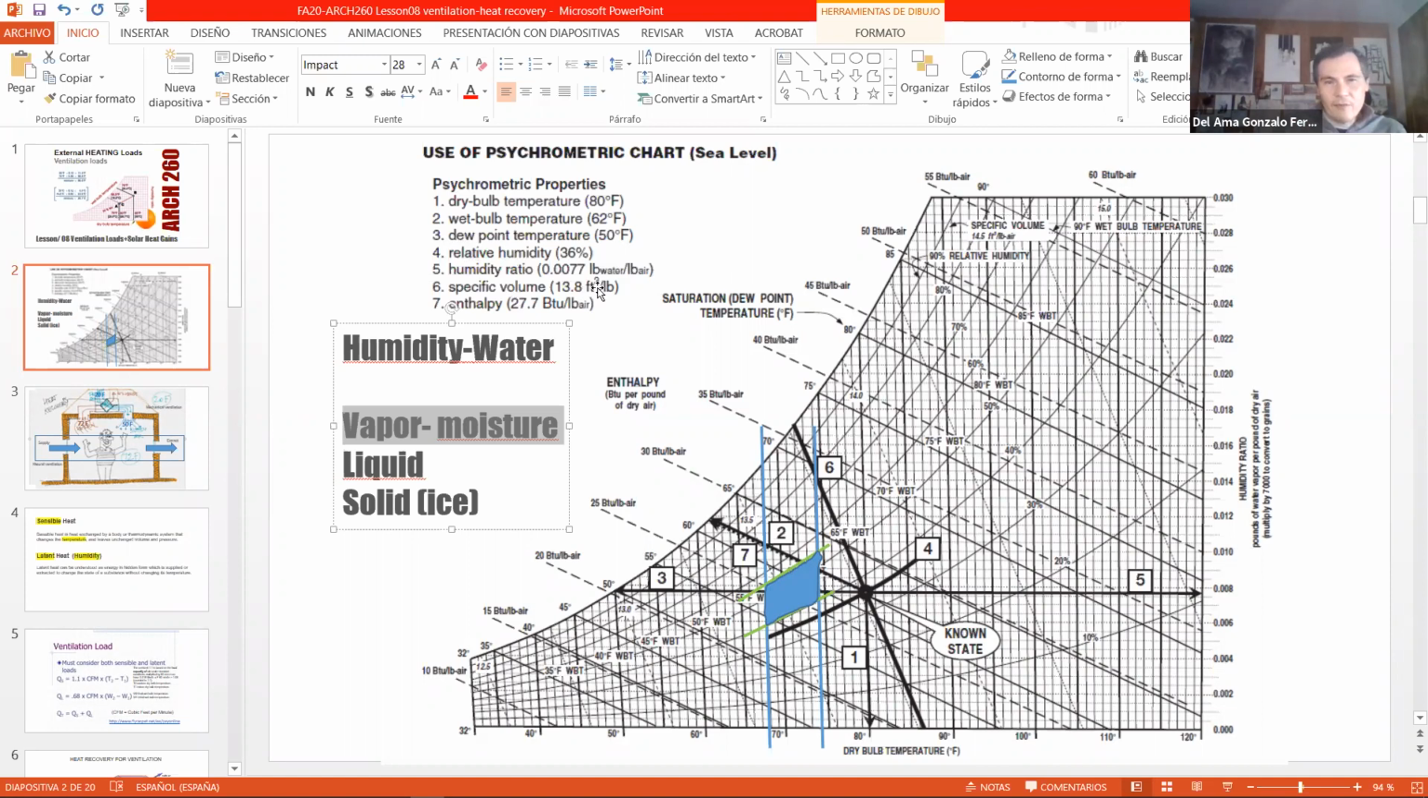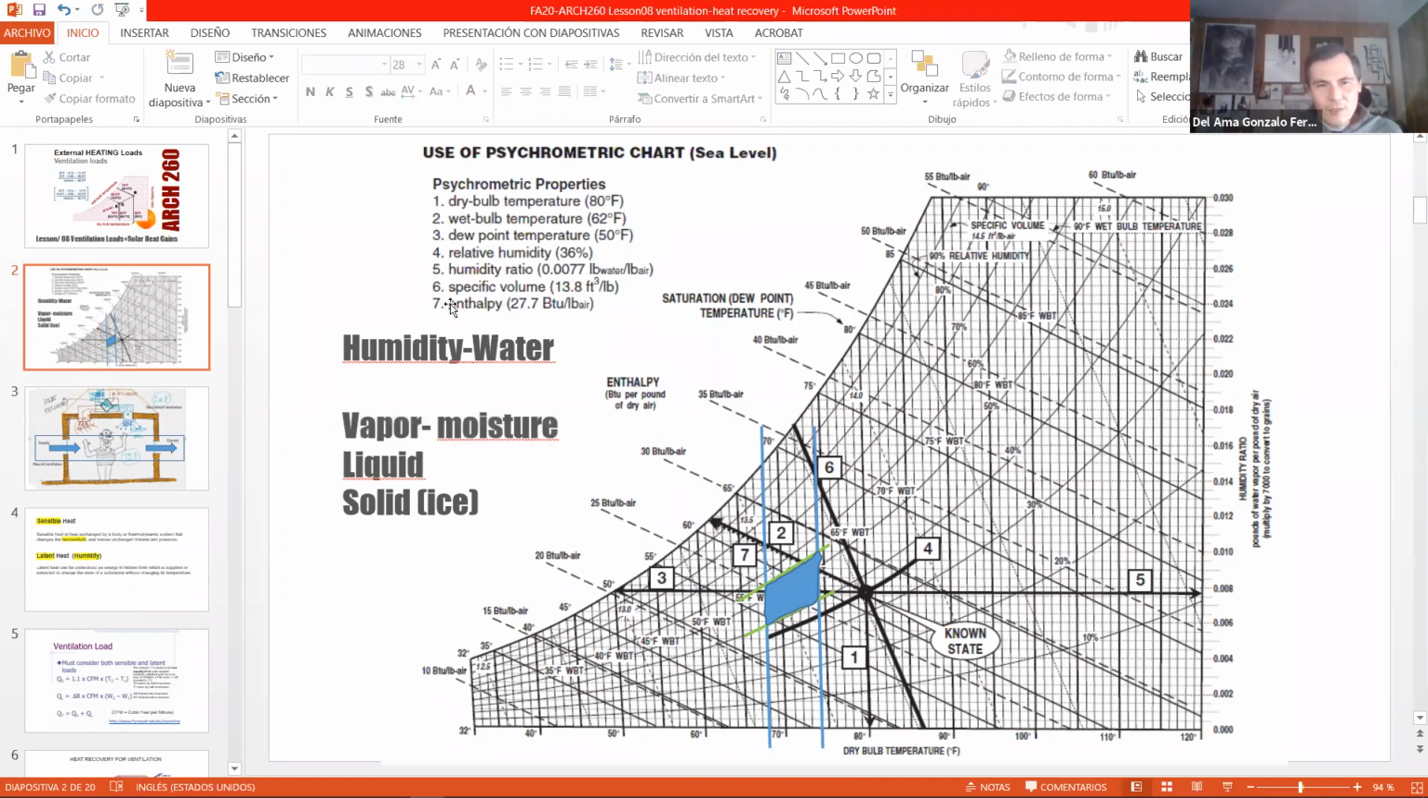Then we have the specific volume. The specific volume is the volume divided by the mass, so it's the volume of the air divided by the mass of water. It's something similar to the humidity ratio, but with different units. It's a relationship between the moisture, the water, and the total air that we have here.